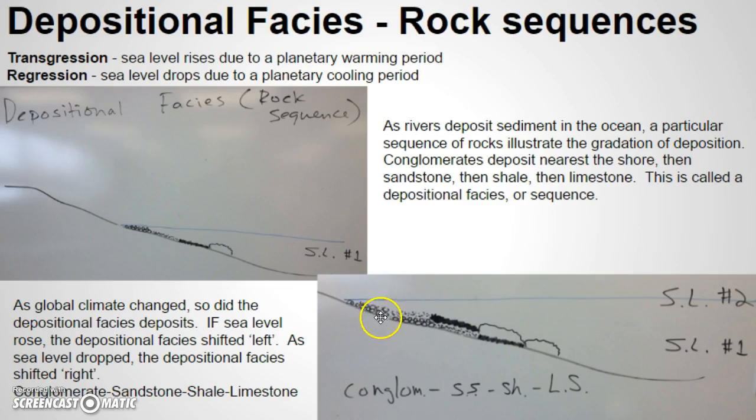The depositional facies stays constant. So I get my conglomerates here, I get my sandstone here that is now over the old conglomerates, I get my shale over the old sandstone, and I get my limestone potential over the old shale. So this sequence of conglomerate, sandstone, shale, and limestone is my depositional facies. It's a very predictable and large-scale sedimentary depositional record. As global climate changed, so did the depositional facies deposits. If sea level rose, the depositional facies shifted left, and that's what we see here. The same conglomerate, sandstone, shale, limestone, it's just now shifted to the left. And if it dropped, the depositional facies shifts right, and we get this constant predictability of what is deposited out first.